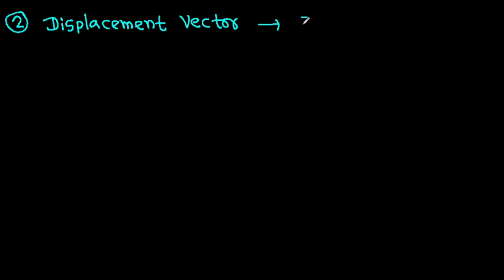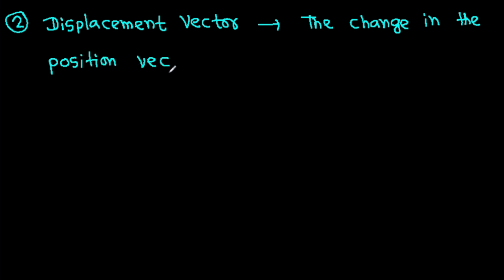And number 2, displacement vector. This change in the position vector is called displacement vector.